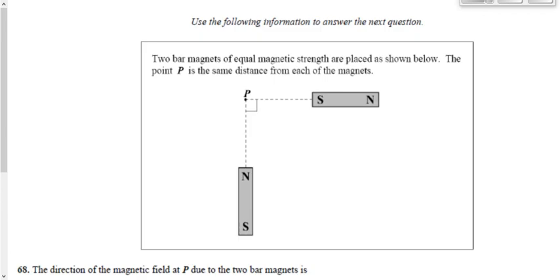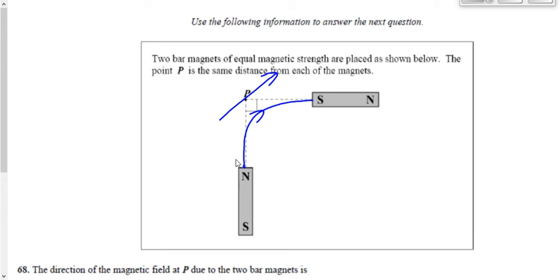Take a look at the next one, number 68, please. Okay, what do we get for this one? Direction of the magnetic field at point P due to the two bar magnets is what? There's a couple strategies we could follow for this one. The one that I find some people like to try is kind of like this. Say, the field line goes from north to south like this. Well, if that's the case, then the field at this point P points diagonally up and to the right. I don't like that one as much, to be honest, but it'll work.